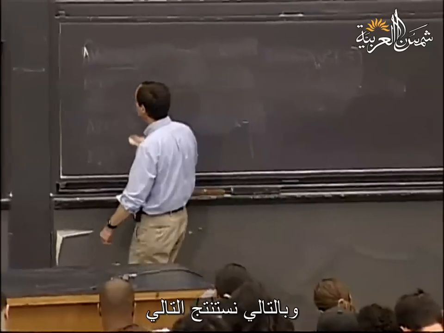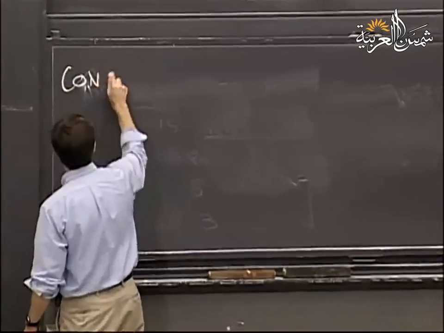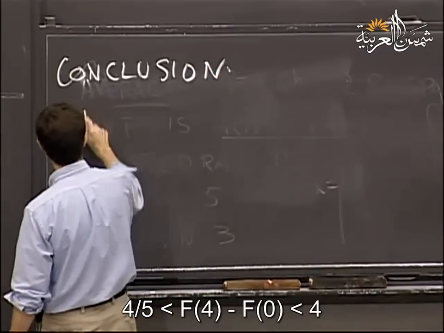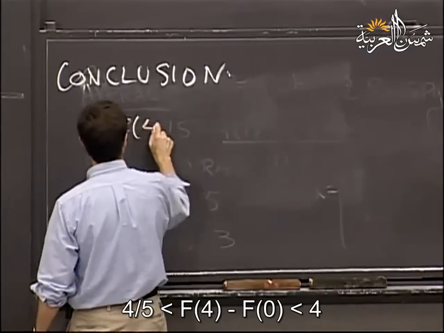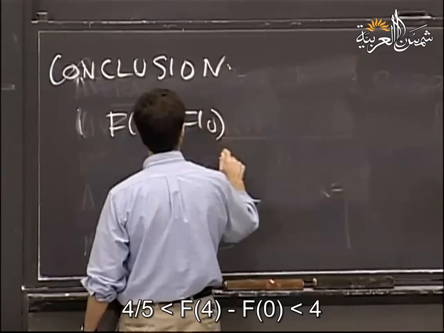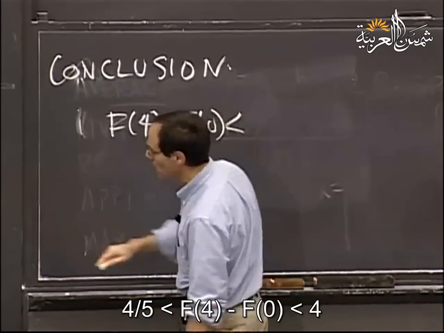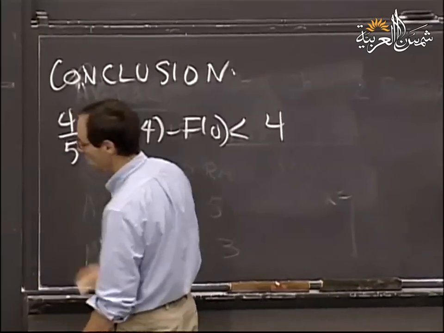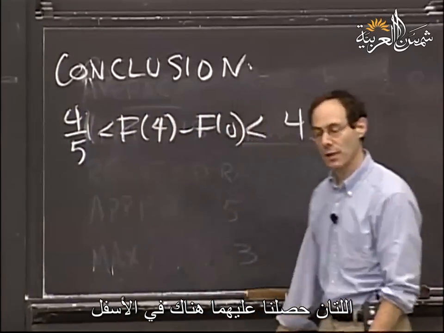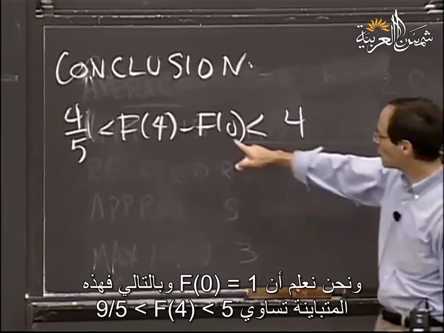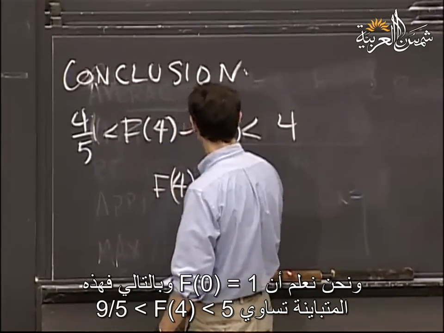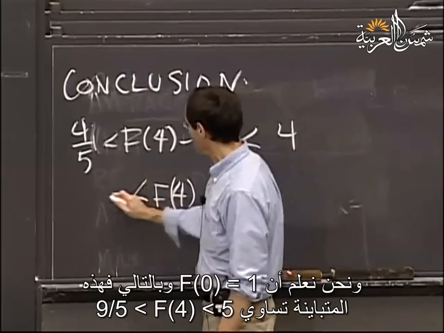And so the conclusion is that F of 4 minus F of 0 is between, well, let's see, it's between 4 and 4/5, right, which are those two numbers down there. And if you remember that F of 0 is 1, this is the same as F of 4 is between 5 and 9/5.